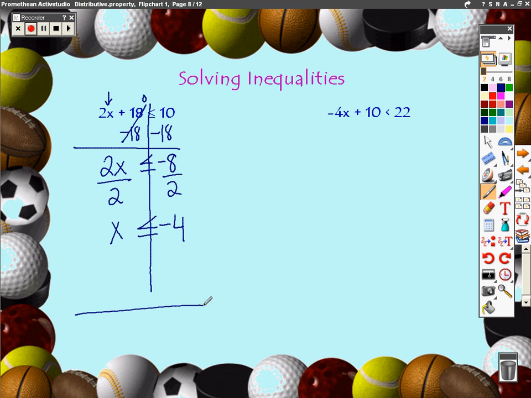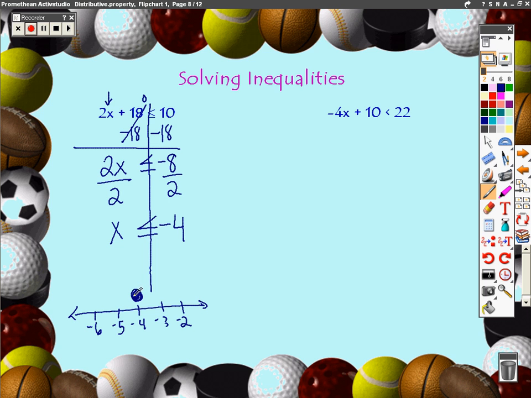Now I need to graph this. I'm going to start with negative 4, but you should have at least 2 numbers on each side. Alright, so now I'm going to look at this. It's less than or equal to. So since it's equal to, I'm going to draw a dot. And I'm looking for what is less than negative 4.